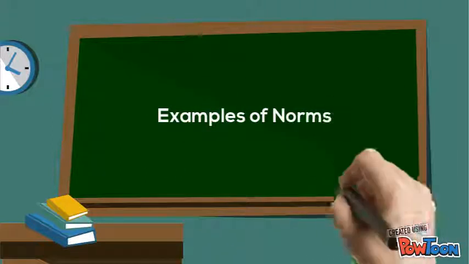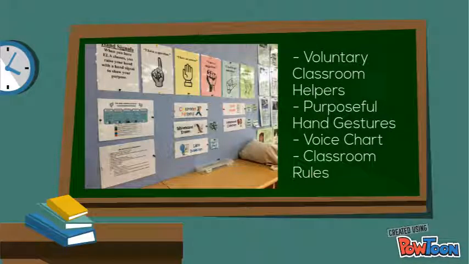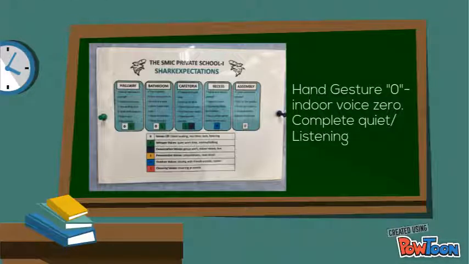Now, let's take a look at the examples of norms. As you can see on the bulletin board in the classroom, there are weekly volunteer classroom helpers, purposeful hand gestures, a voice chart, and classroom rules. On the voice chart, students use zero voice to pay attention and listen. Therefore, when a hand gesture shows zero, it means zero voice, please.